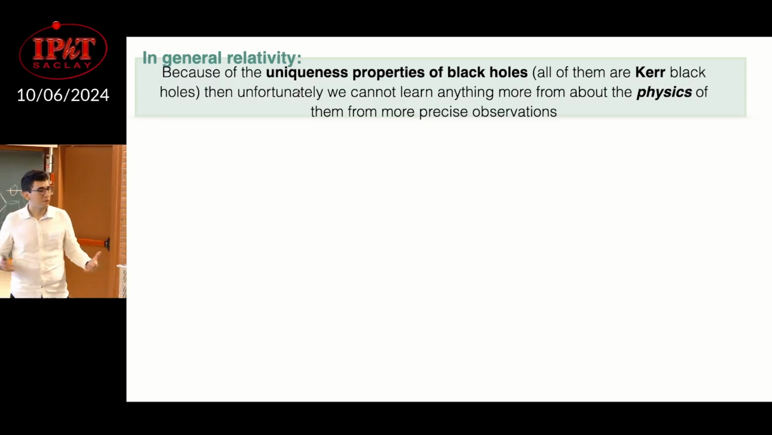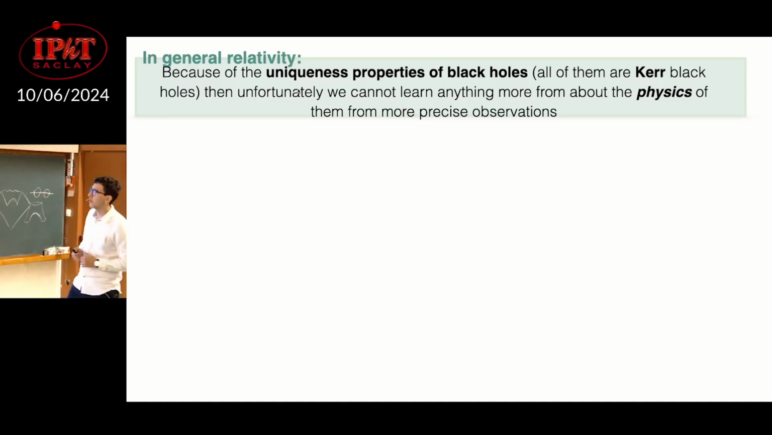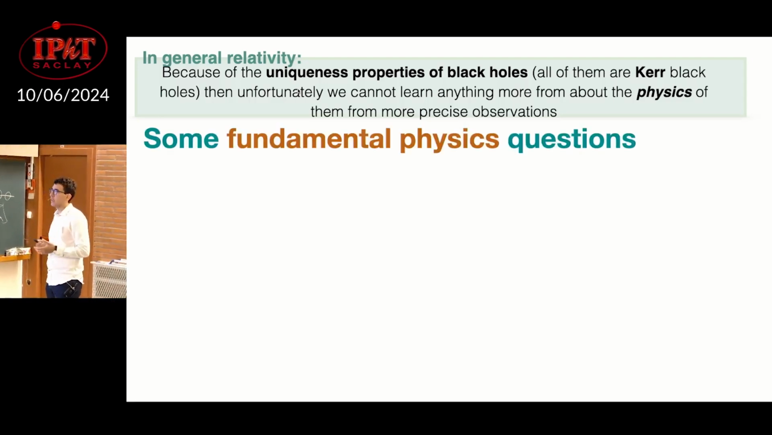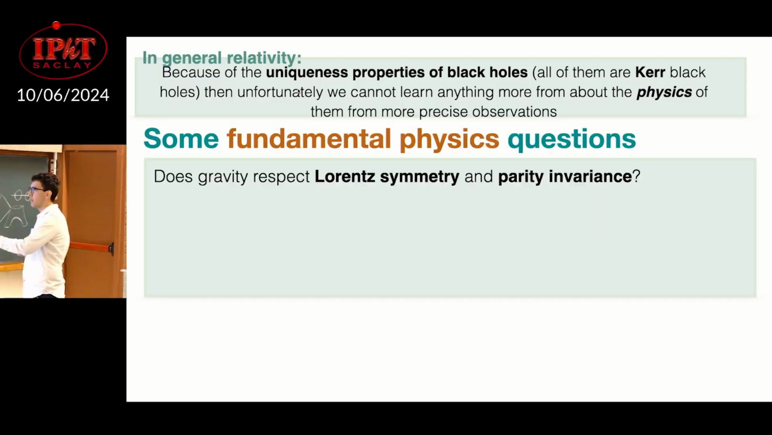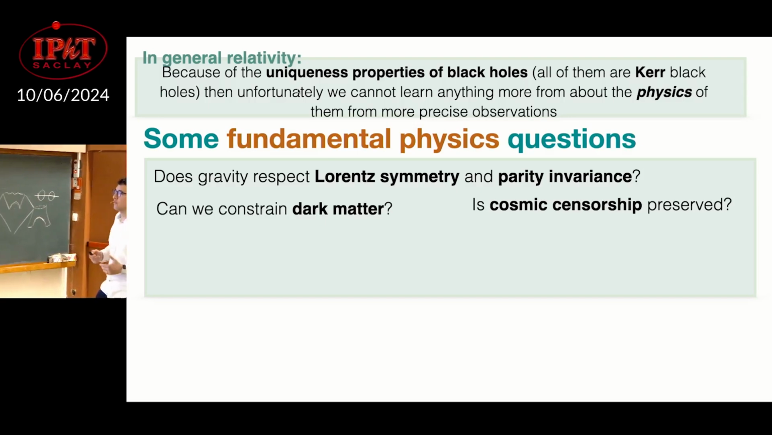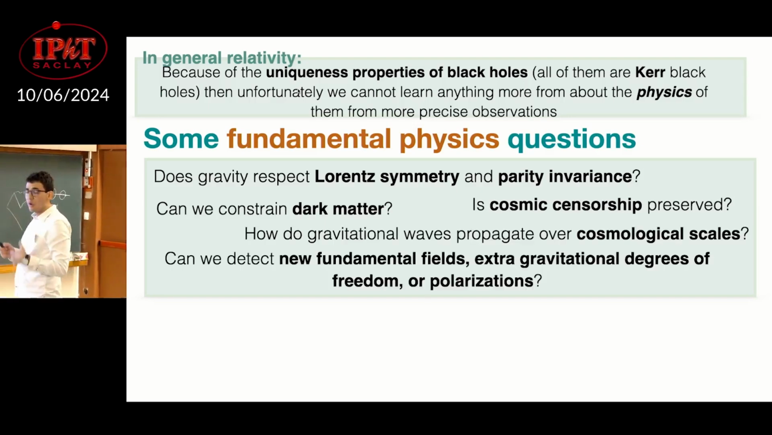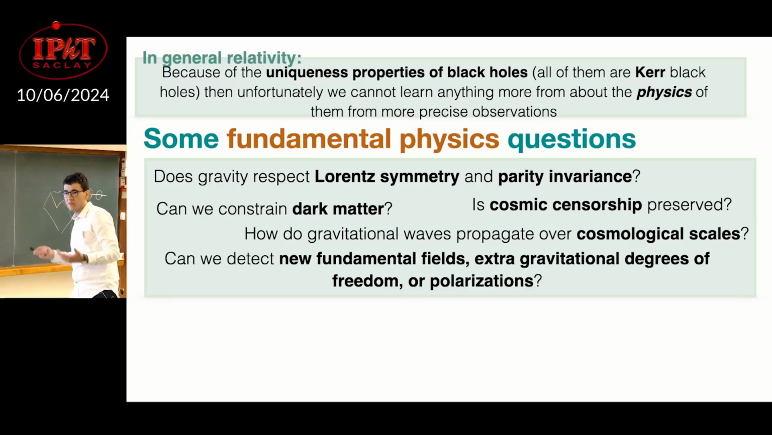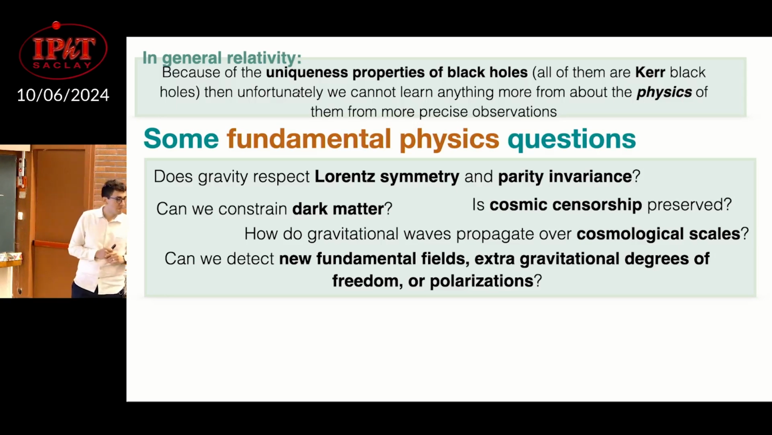We can study black hole populations, how black holes start, how galaxies are forming, but for the context of this conference, the questions are more: does gravity respect Lorentz symmetry and so on and so forth? Is cosmic censorship preserved? What about dark matter? How do gravitational waves, for instance, propagate on a cosmological scale? Or do we have more degrees of freedom, more polarizations? So if GR holds, nothing like this we will be able to observe just because we have better data. So let's keep that in mind.